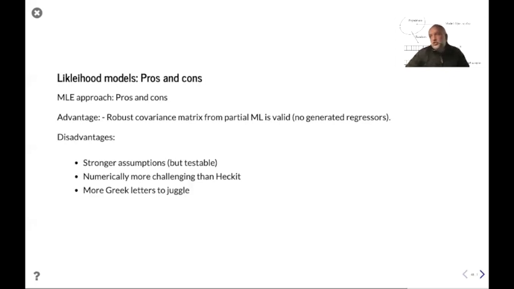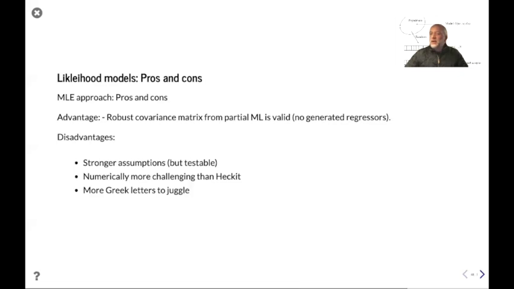But on the flip side, that's also a disadvantage. Suppose that the errors in the equation of interest are in fact not normally distributed. Then you violated that assumption. And so the Heckman two-step sample selection procedure is valid even if the errors in the equation of interest, the U1s, are not normally distributed. So these are stronger assumptions, but these assumptions are testable. You can actually test whether these errors in the first step equations are in fact normally distributed.